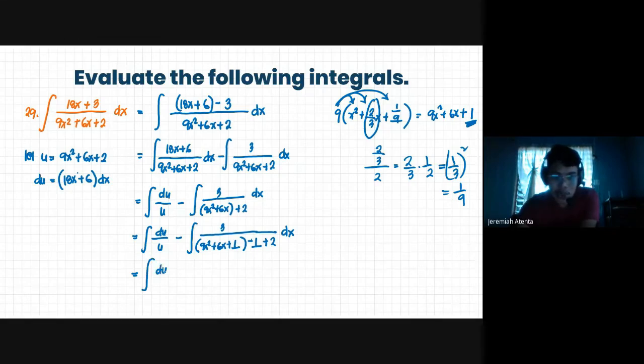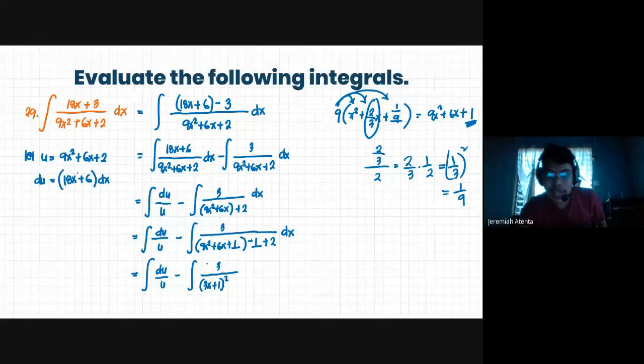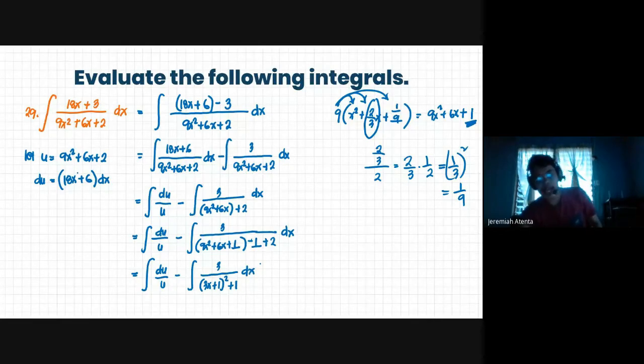So we will have the integral of du over u minus the integral of 3 over 9x squared plus 6x plus 1. Okay, can be written as 3x plus 1 squared, right? 3x plus 1 squared. Yeah. Then we have negative 1 plus 2, that is just plus 1 dx. Ayan. Or 1 is just 1 squared. Para makita lang natin si a.